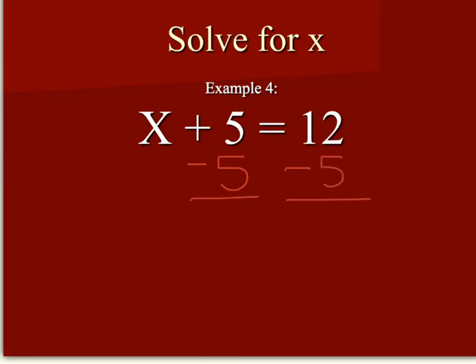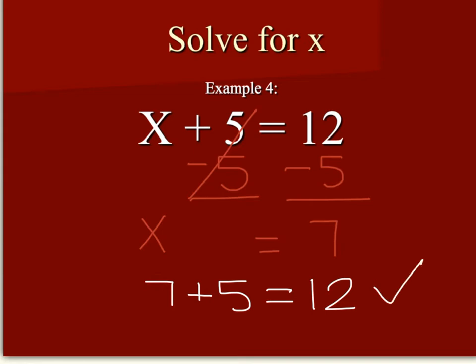When I do that, the positive 5 minus 5 cancels out, leaving 0. So now I just have x on the left-hand side. On the right-hand side, I'll take 12 minus 5 and I get 7. The final step is to go back and check. If I put 7 in for x in the original equation, what do I get? Well, 7 plus 5 equals 12. So it is a solution.